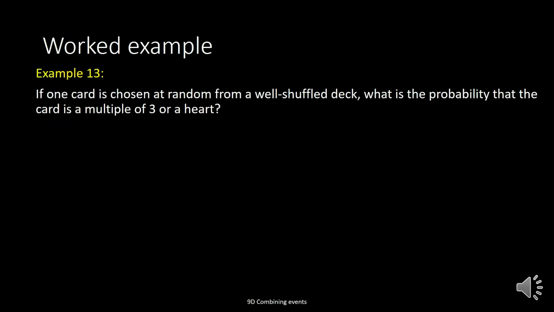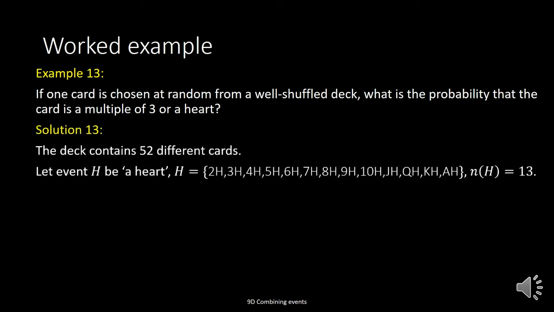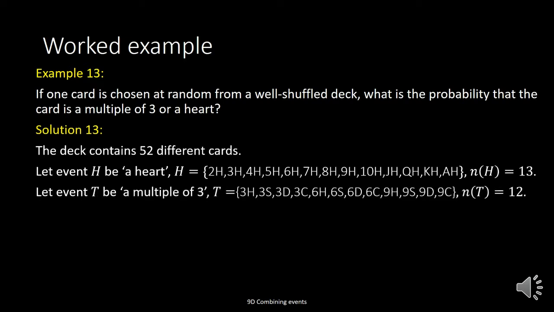So a quick worked example on this. We've got a card chosen at random from a well-shuffled deck. What's the probability that the card is a multiple of 3 or a heart? Okay, so we're looking at the union of those two sets. Let's have a look at what those sets look like. We've got the event that we choose a heart, and we've got 13 things in that set. Our second one, a multiple of 3, we've got 12 things in that set.